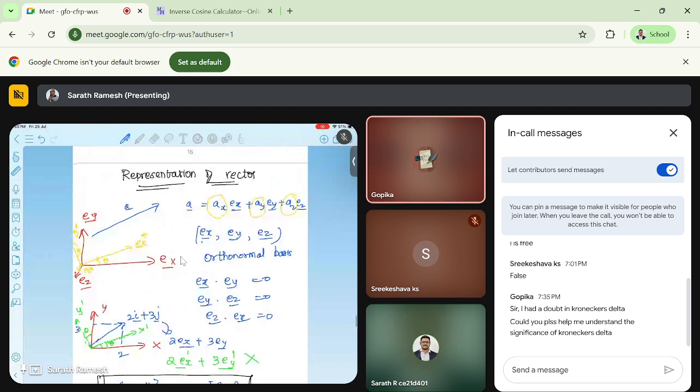Sir, actually, the vector part of the lecture, I am able to visualize it. Okay, there's a vector.